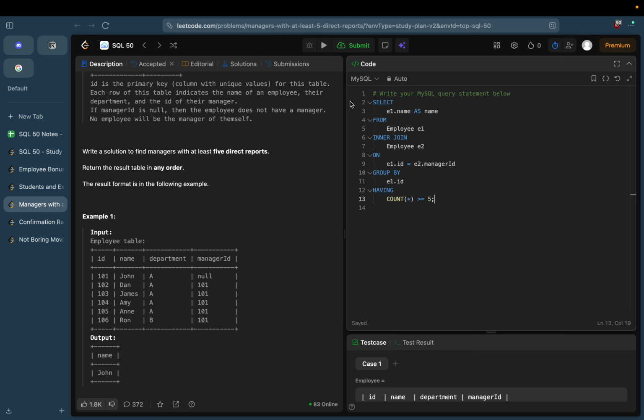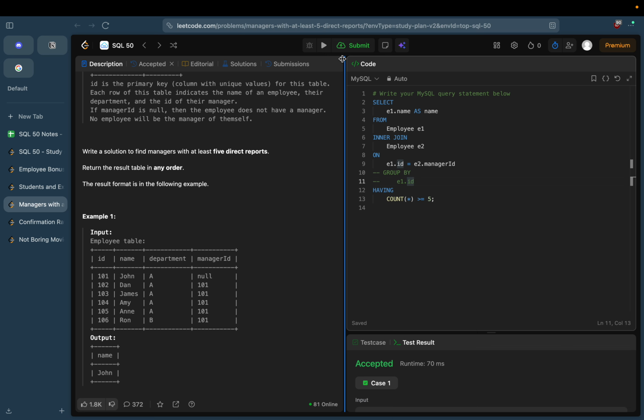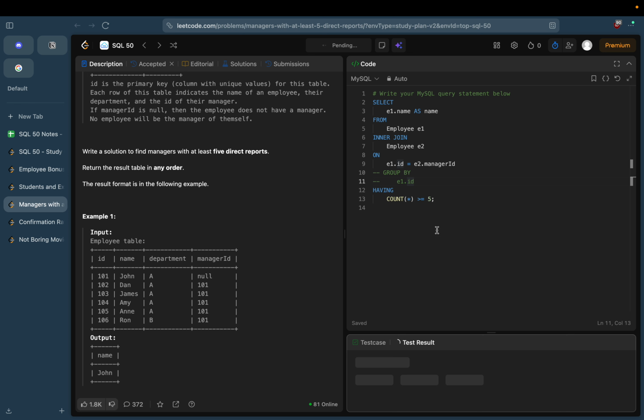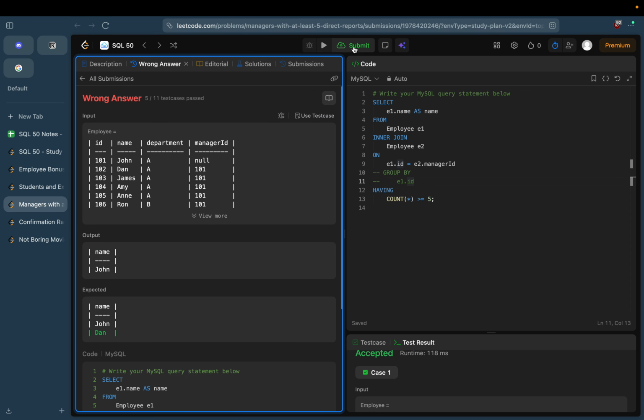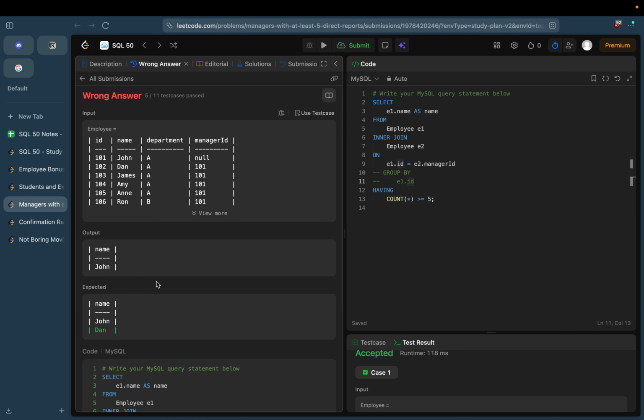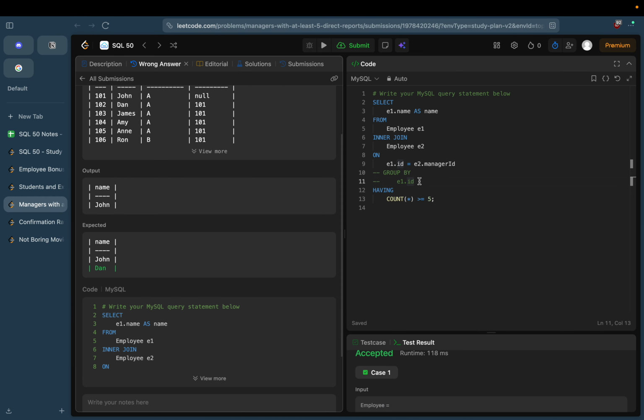So let me run this query and check for the result. Yep, it's accepted. Just for showing sake, if I comment this out and run this query, I think John will be repeated many times because we don't group it by. It's accepted, right? Interesting. So grouping by was not required. Yep, you see, this can cause trouble. We'll have to keep it. That particular test case survived, but that's not necessarily going to always survive. So I'll have to keep this to group it by employee ID.